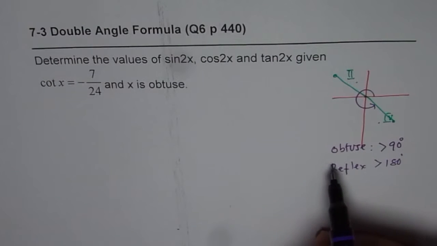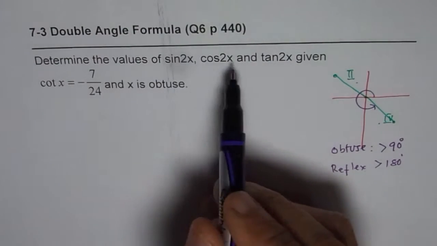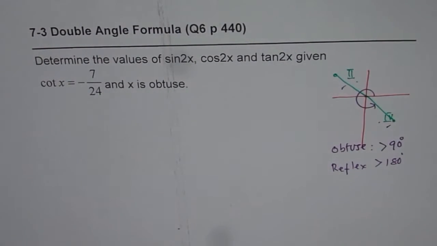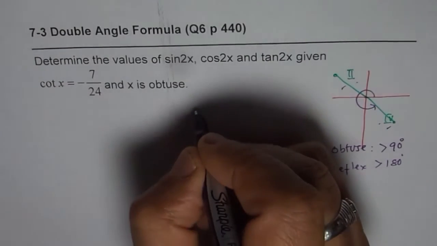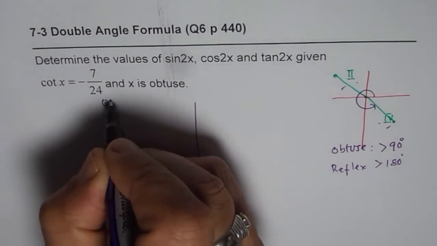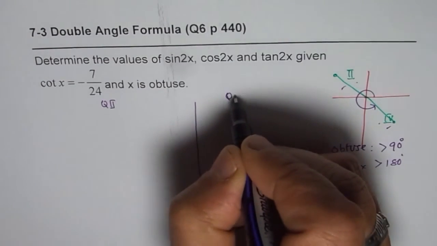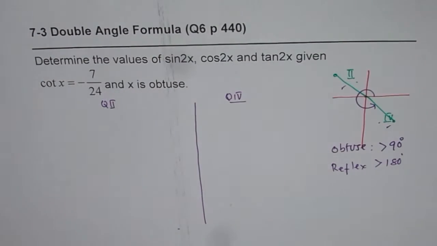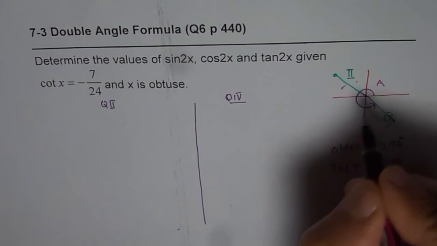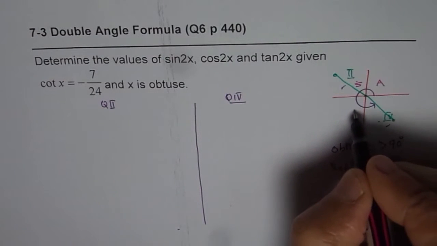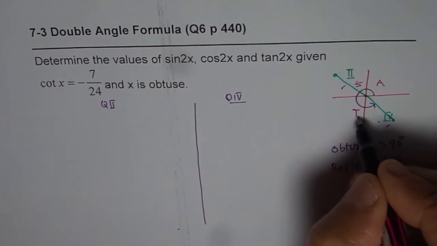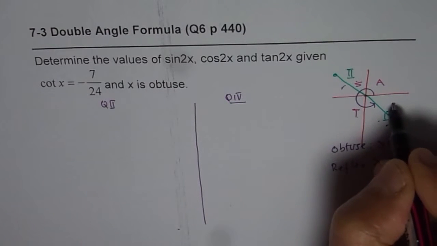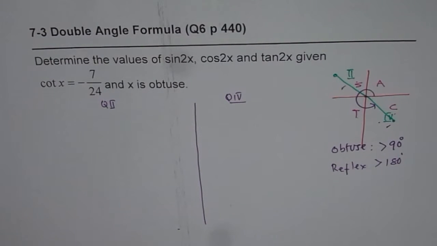Right? In that case, to be on the safe side, my recommendation is that you find all these three values in both the quadrants. So we will consider both quadrants, that is, quadrant 2 as well as quadrant 4. The only difference is the CAST rule: all are positive in quadrant 1, sine is positive in quadrant 2, tan is positive in quadrant 3, whereas cos is positive in quadrant 4, correct? So that could be a difference.